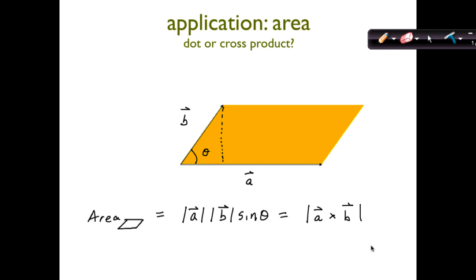What's the direction of A cross B here? What's the direction of A cross B? Toward you or into the screen? Towards you, right? So it would be A cross B towards you. B cross A would be into the screen.